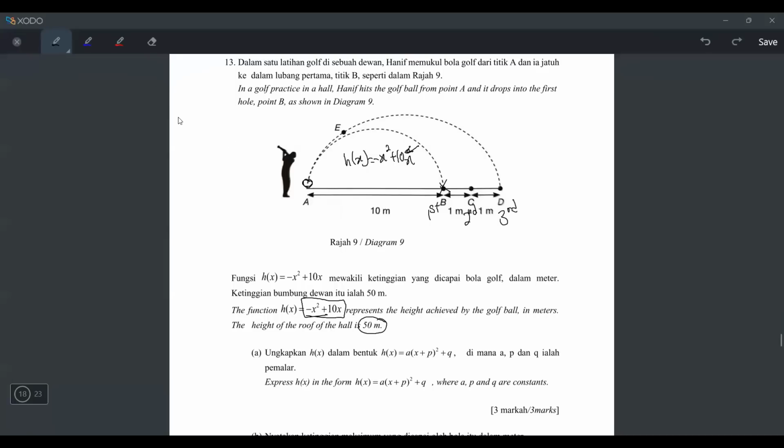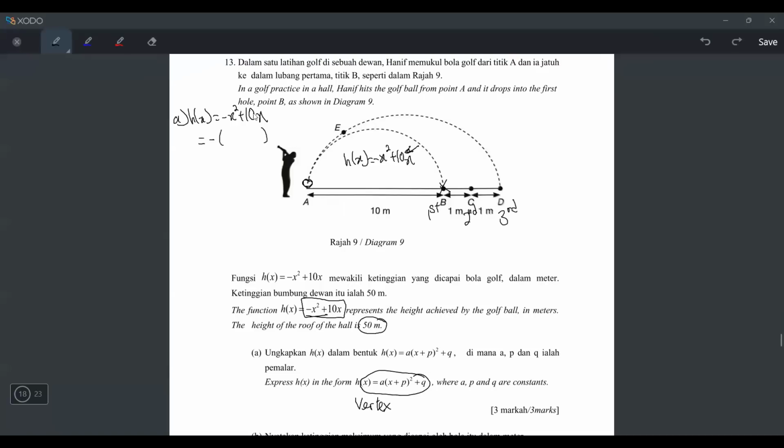Okay, now let's try to do A. A says express h(x) in this form, where a, p, and q are constants. If you look at this form, this is a vertex form, right? So how to change the general form to vertex form? You have to do completing the square, right? So h(x) is equal to negative x squared plus 10x, and now I have to do completing the square so that I can change to this form, vertex form. So do you know how to do completing the square? What is the first thing I need to make sure? I need to make sure the a must be positive 1, right? So I have to make sure nothing in front here.